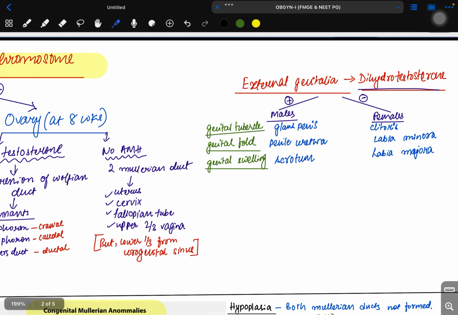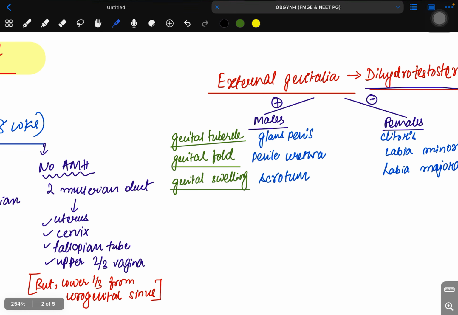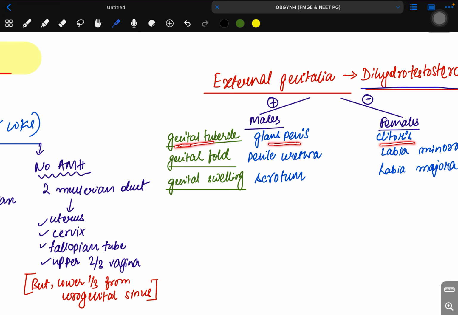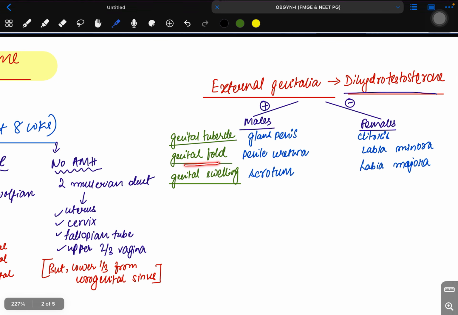Now moving on to the external genitalia. The external genitalia is due to the dihydrotestosterone. If dihydrotestosterone is present, it will give rise to the male external genitalia, and if it is absent, the female. The genital tubercle in the males is the glans penis, and in the females it's the clitoris. The genital fold in the males is the penile urethra, and in the females it is the labia minora. The genital swelling in the males is the scrotum, and in the females it is the labia majora.